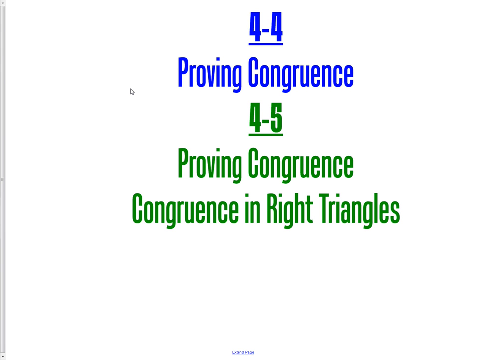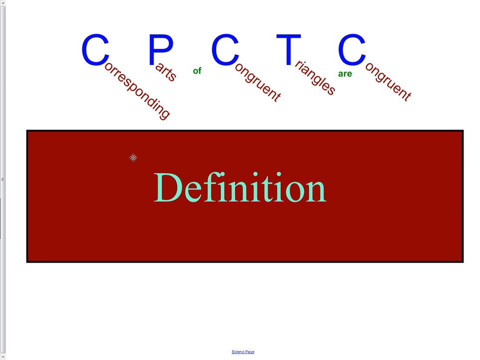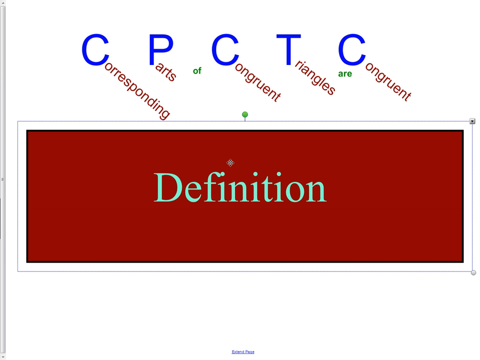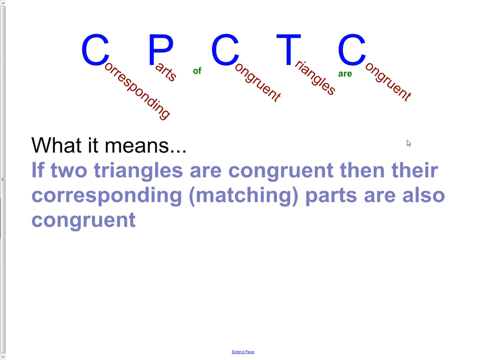In today's lesson, we're going to learn one more thing about triangle congruence, specifically what to do when we already have triangles congruent. What we're learning today is called corresponding parts of congruent triangles are congruent, or CPCTC for short. What it means is, if two triangles are congruent, then their corresponding or matching parts are also congruent. Abbreviated CPCTC. Corresponding parts of congruent triangles are congruent.